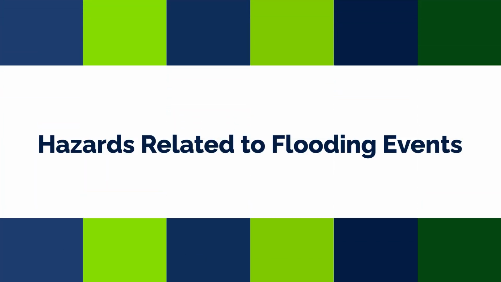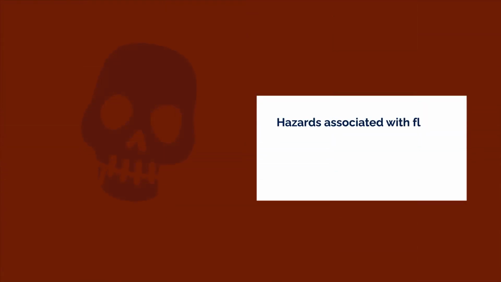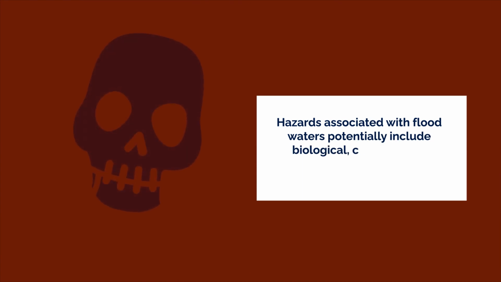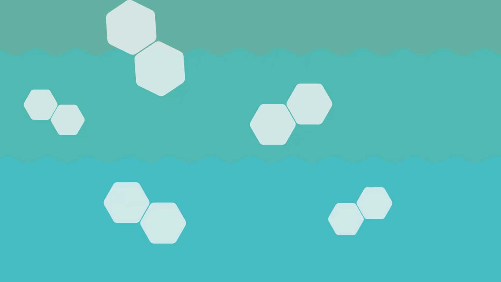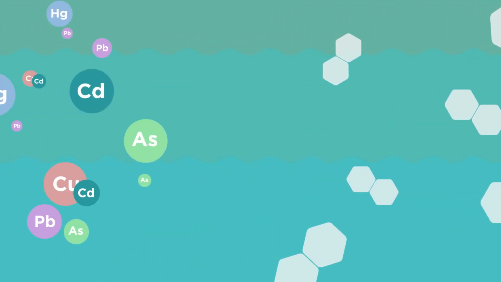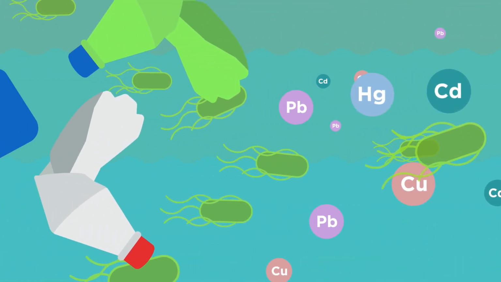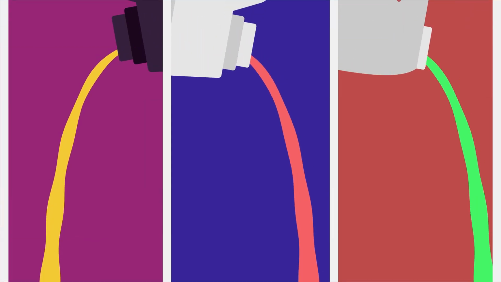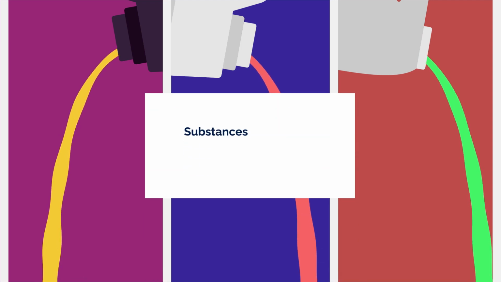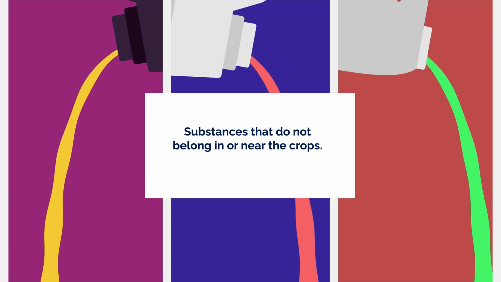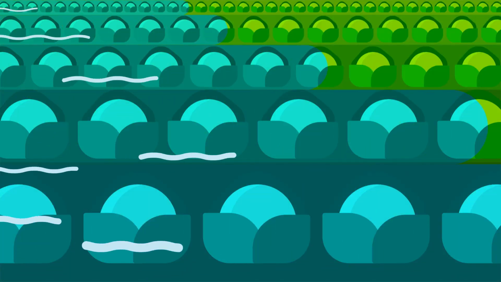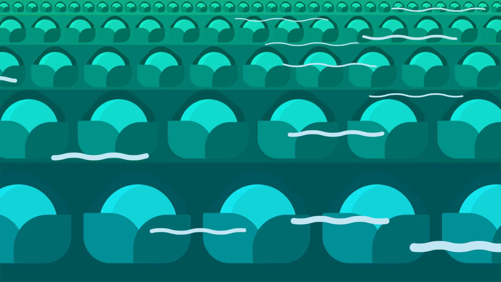Hazards related to flooding events. Hazards associated with floodwaters potentially include biological, chemical, and physical agents, including chemicals and pesticides, heavy metals, pathogens, garbage and debris. Chemical hazards are substances used in urban and industrial areas like oils, cleaning solutions, detergents, and other substances that do not belong in or near the crops. Pesticides could come from storage areas or basins affected by the flooding, or from pesticides that were applied on a different field and were carried by the water during the flooding event.